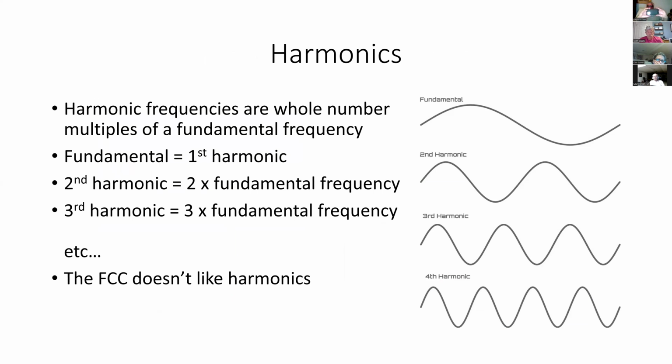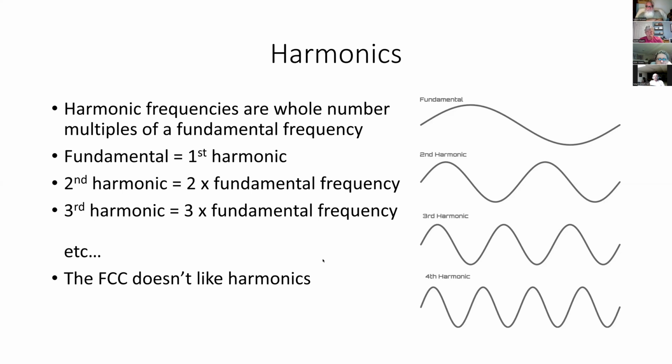Let's do harmonics. The fundamental frequency of a sine wave is just the sine of 2 pi times frequency times time. The second harmonic goes at twice the frequency. Third harmonic at 3 times the frequency. Fourth harmonic at 4 times the frequency, and so forth. Another name for the fundamental frequency is the first harmonic.